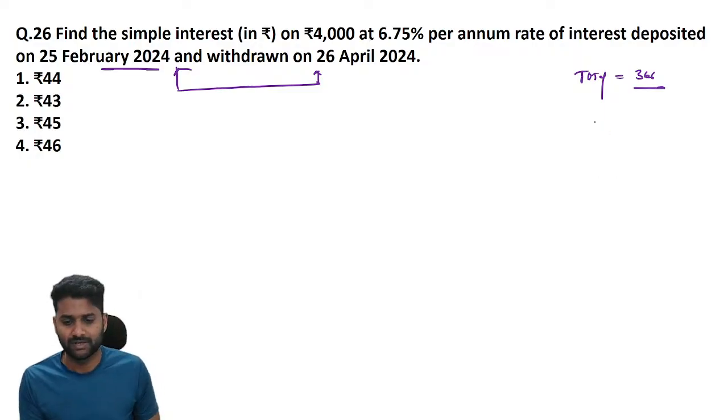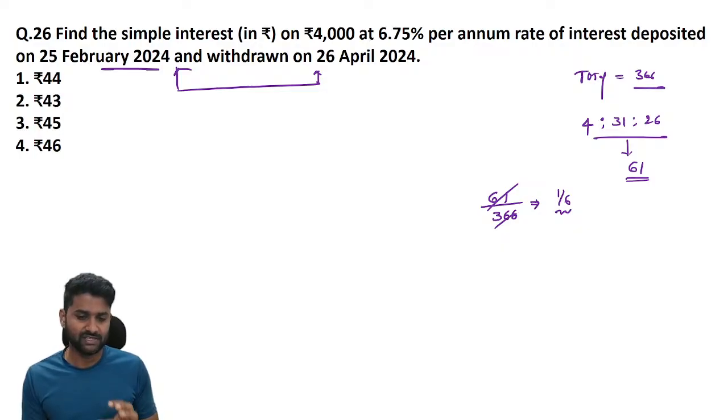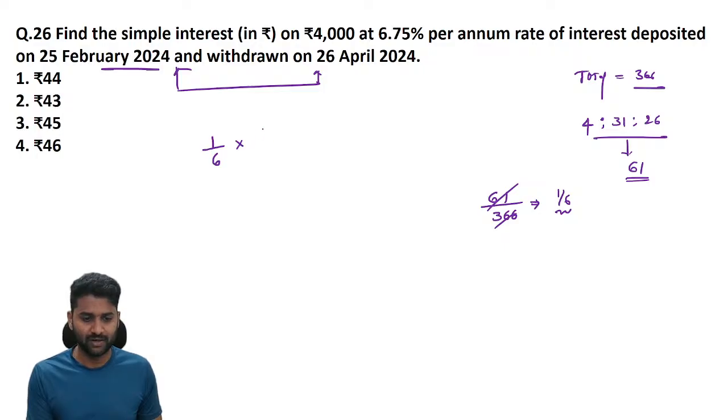Total how many days? February we have 4 more days, March 31, and 26 in April. The total number of days is equal to 61 days. Now 61 is how much of the entire year? So this is exactly equal to 1/6. Means if it is 1/6, that is the interest they have to pay. So 1/6 is the duration, the rate of interest is 6.75%, and the amount is 4000.